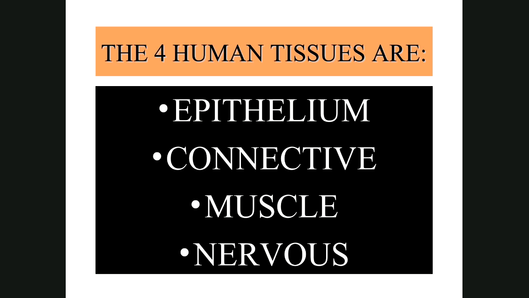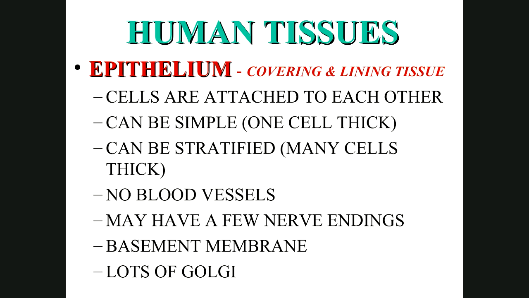So we're going to talk about each one of those 4, mostly epithelium and connective today, because we're going to have a whole session later on muscle, and another whole session on nerve later on in the year. So we're going to concentrate today on epithelium and connective, with just a little bit on muscles and nervous tissue. Now we go to the next slide, some of the characteristics of epithelium.